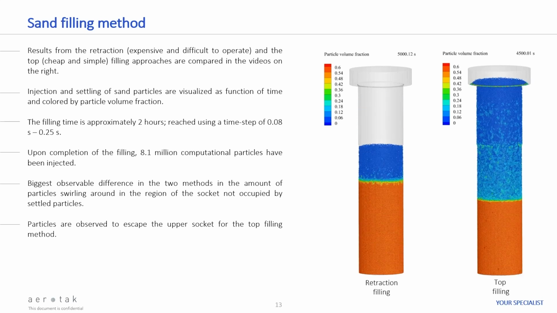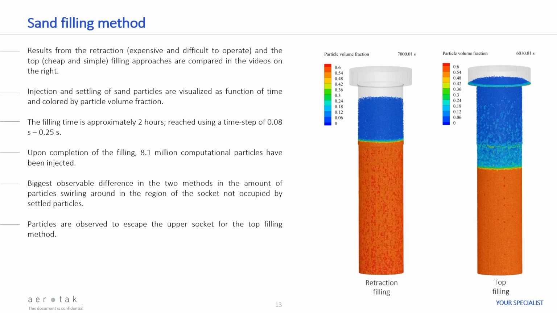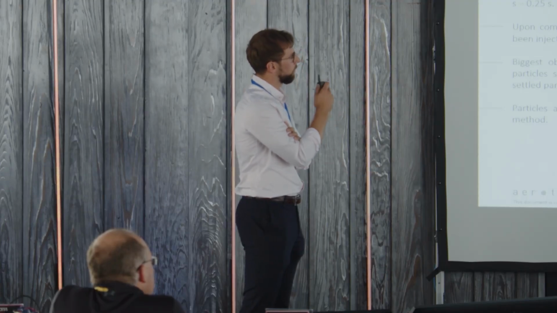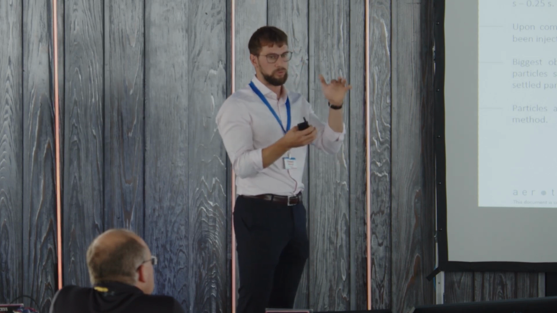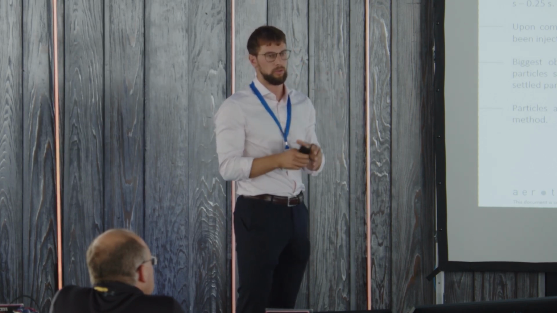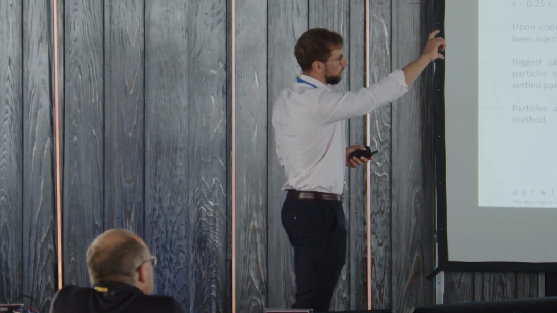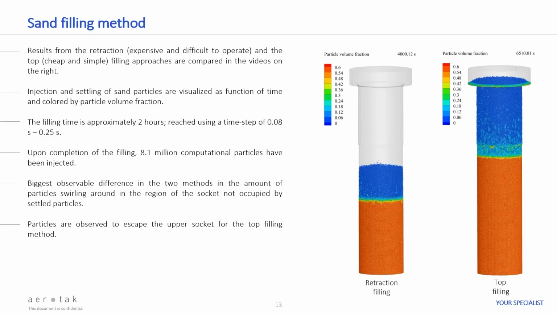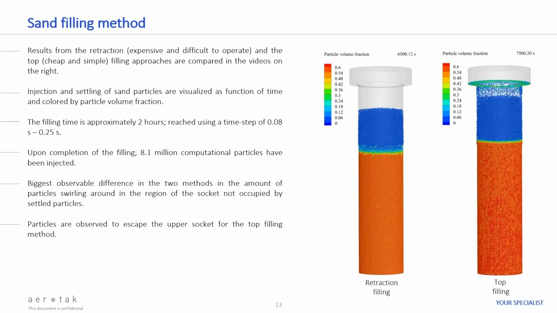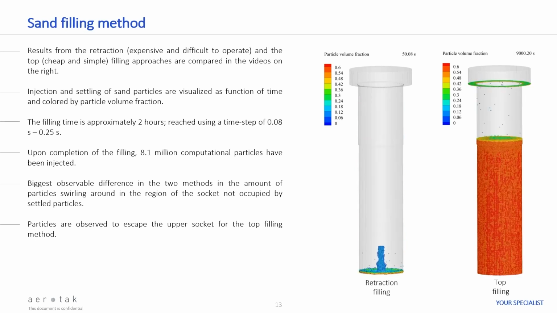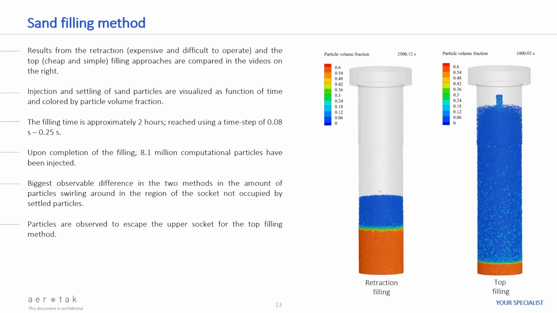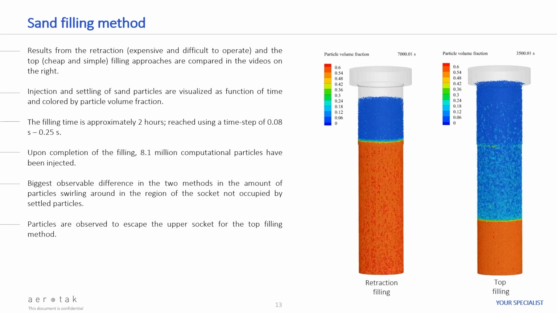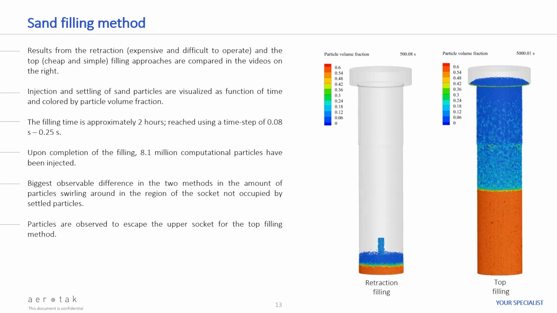I think that is acceptable. The biggest difference that you see between the two, when you start to have particles settling, is that for the retraction filling case, you're able to keep all of the particles in the socket. You do have a small portion of particles swirling around up until the point where you have the pipe located. But in the top filling case, you fill up the whole upper and lower socket with particles swirling around, and some of them tend to move outside of the socket, and that's what we don't actually want.